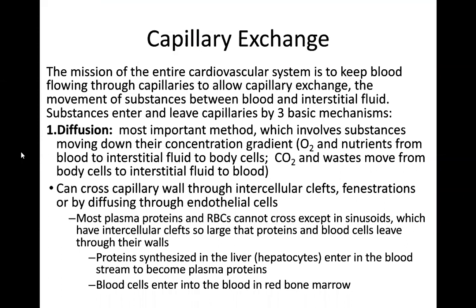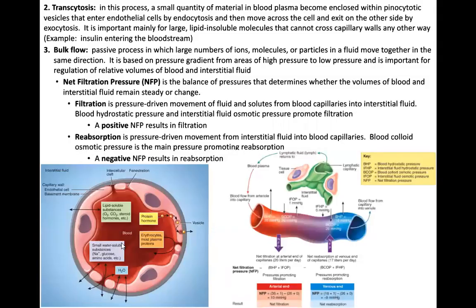So as it reads, most plasma proteins and red blood cells cannot cross except in sinusoids, which have intercellular clefts so large that proteins and blood cells leave through their walls, and it could also be entering because it's not necessarily leaving. Proteins synthesized in our liver by way of cells called hepatocytes enter our bloodstream to become plasma proteins like albumin, gamma globulins, fibrinogen, all those things that we talked about in our blood lecture a few weeks ago. And then blood cells enter our blood by way of our red bone marrow, as I mentioned.